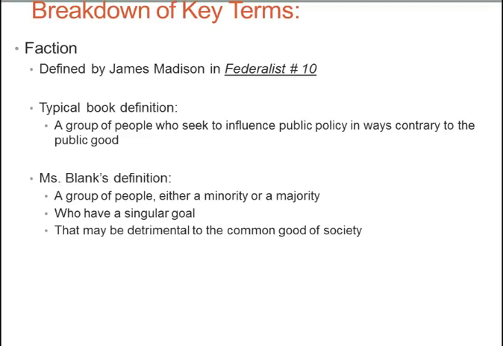So this is my definition based off of Federalist 10. A group of people, either a minority or a majority, they have a singular goal. They are uniformly focused on this goal. They have tunnel vision, and it's usually, but not always, detrimental to the common good of society. The point of factions is that they don't care if it's detrimental. They're so focused on that one goal, they can't see past that goal. And so that's why I say it may be detrimental, because they don't really consider if it is or it isn't.